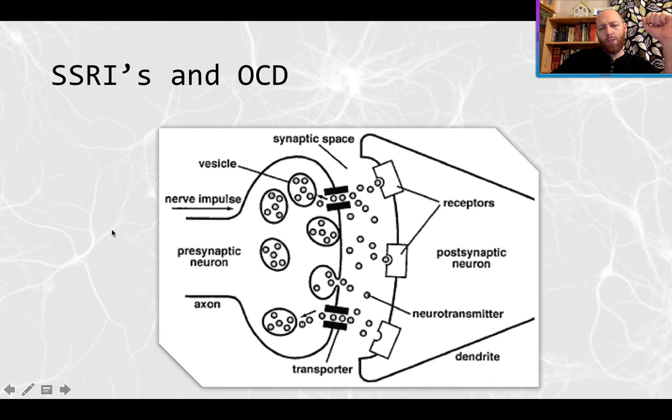So the action potential comes along. It stimulates the release of serotonin, let's say. Serotonin diffuses across the gap and binds to receptors. However, it then detaches and gets broken down, or some of it gets pumped back in. However, we've taken SSRIs, and what these are doing is blocking the reuptake channel. That effectively means that no more reuptake is occurring.